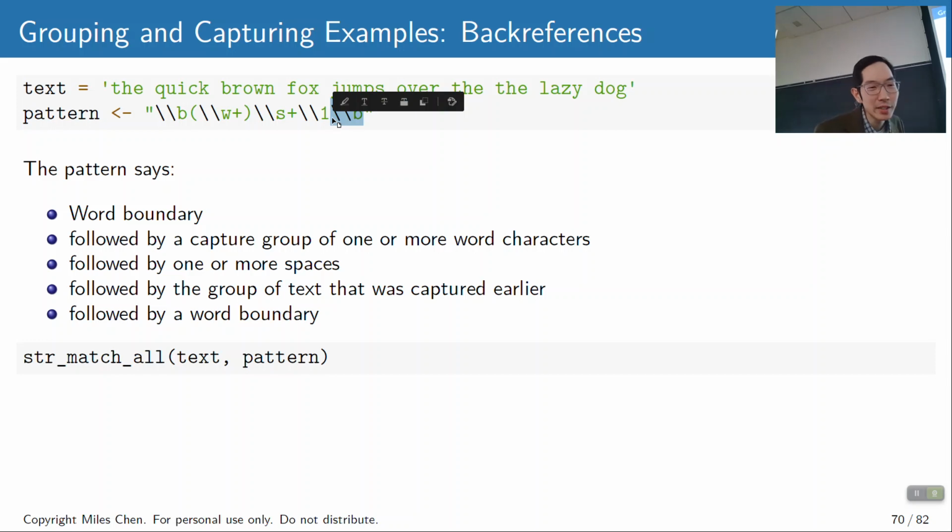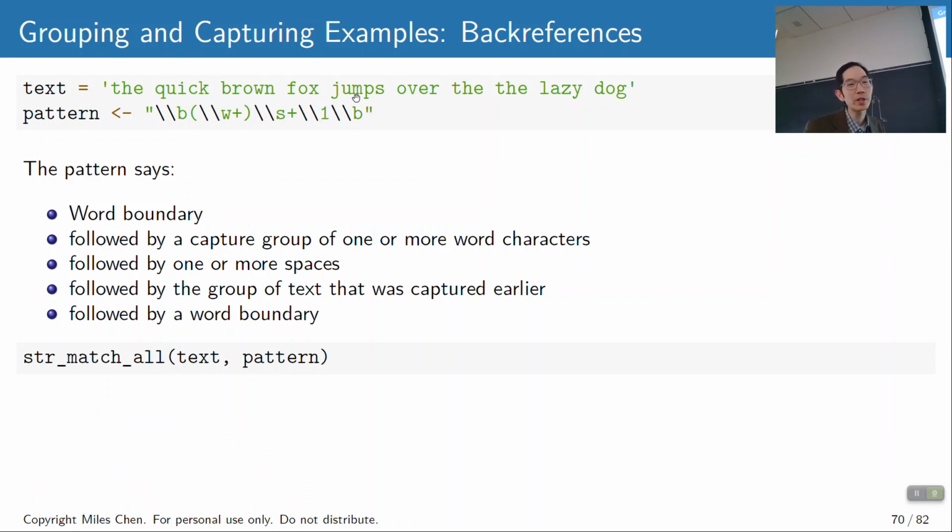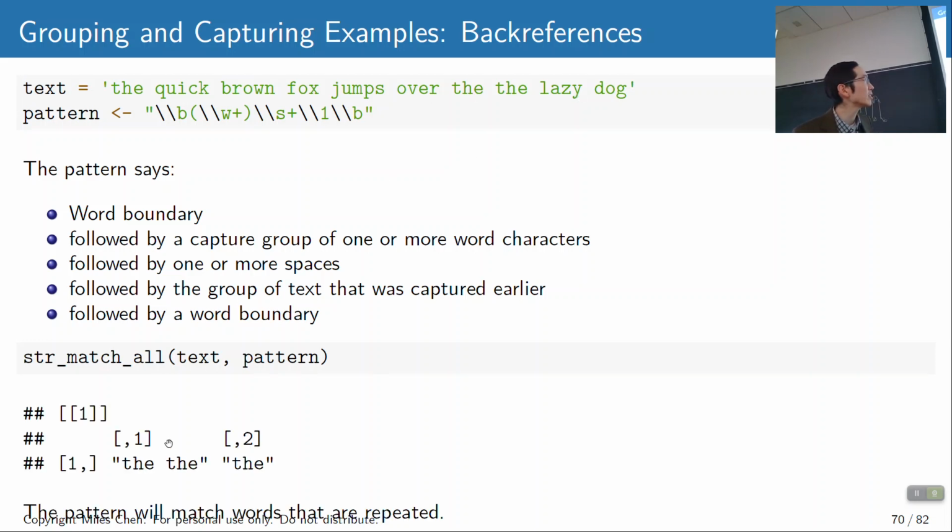Okay, so what is that? Because I'm using a back reference to this capture group, this is going to search for any words that are repeated. I have the quick brown fox jumps over the lazy dog, and it says, oh, you have a pattern. You have the word THE matched, followed by a space, matched by the same word here. It's a back reference back to this thing. So it's going to search for any time where a word just gets repeated. So it matches the.